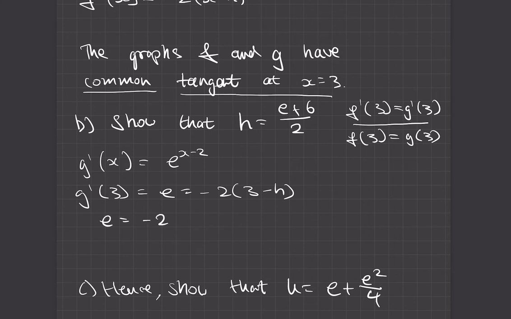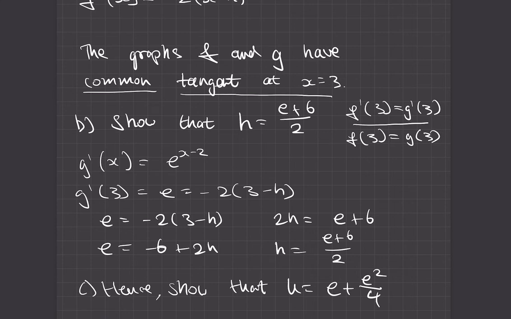It's just some basic algebra skills. So e equals minus 6 plus 2h. That means 2h equals e plus 6, and h equals e plus 6 over 2. Just to have a quick sanity check, this value here is exactly the same as this value, so we know we're correct because we've shown that it's equal to what they've given us.